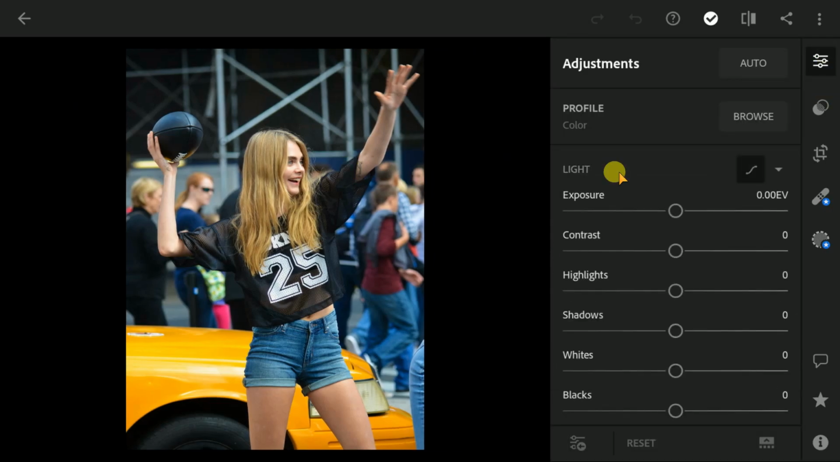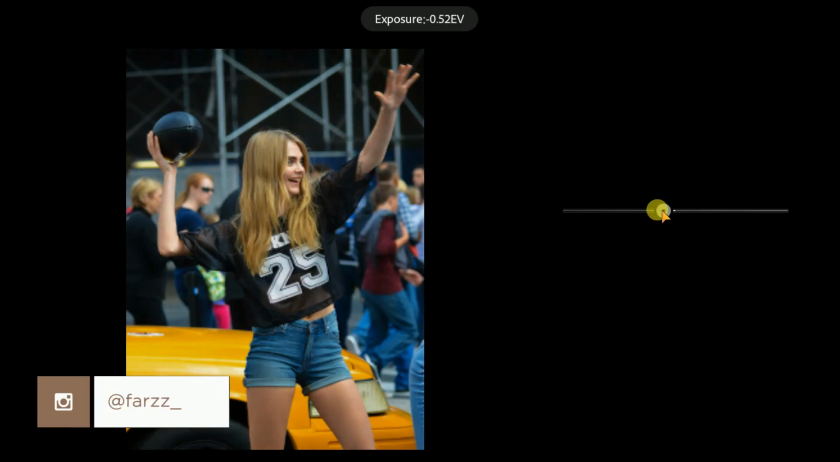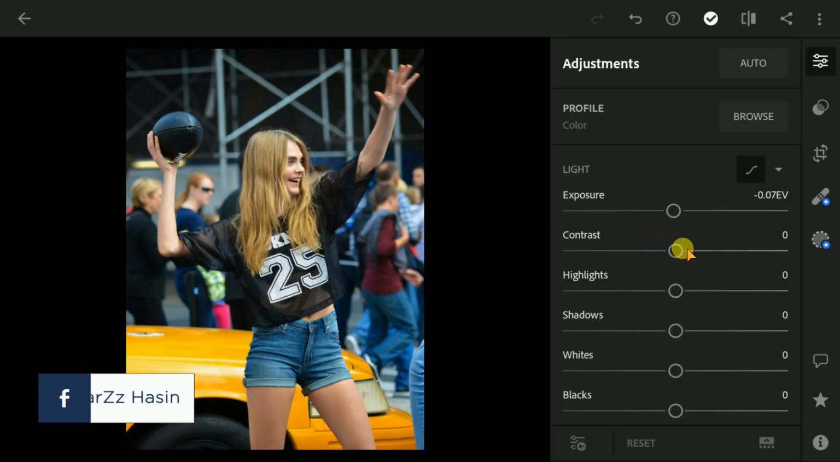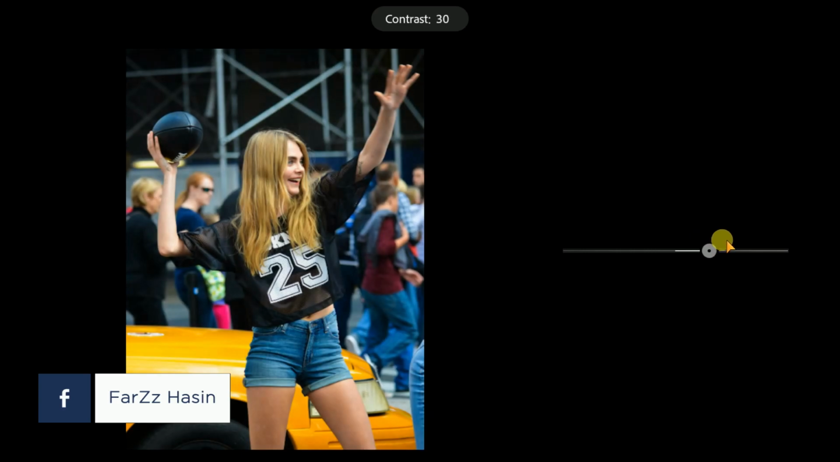go to the light, and exposure I am decreasing a little bit. I think minus 0.2 is perfect, and contrast I am increasing around 50. That's fine.